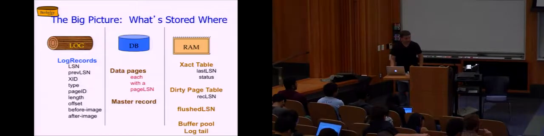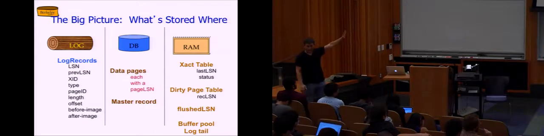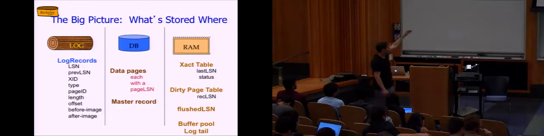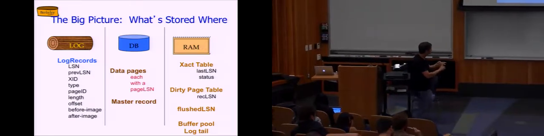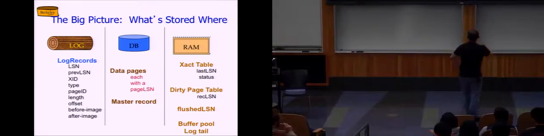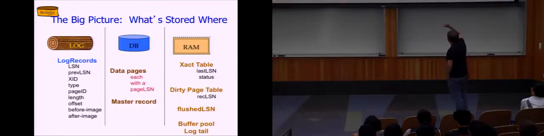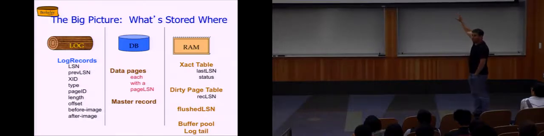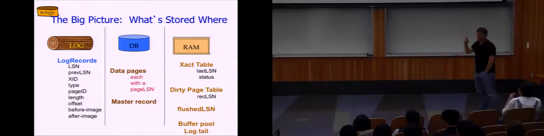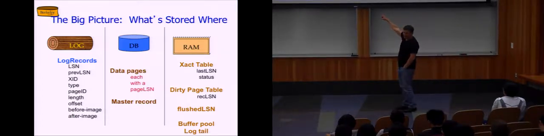So this slide is everything you need to know. This is all the state of this recovery protocol. You got your log records, which have LSNs and prev-LSNs to backwards chain them for a given transaction, and the type of the log record, and then for updates, the diff. In the database, you have your data, but remember that every page has a page LSN, which points to the last update in the log to this page. There's a thing called the master record, which we'll see in a minute, okay, on the database too.